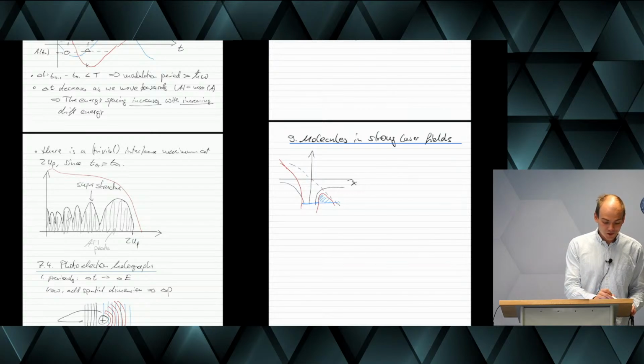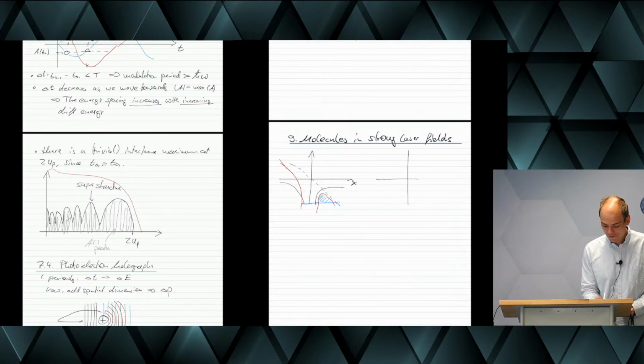Now let's draw the same for a molecule in one dimension. So a diatomic molecule. Now we have not just one nucleus as here, but we have two of them. And so in the field-free case, the potential between looks something like this.